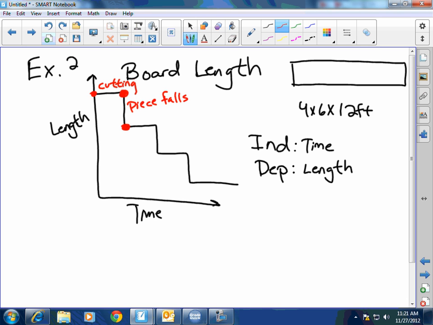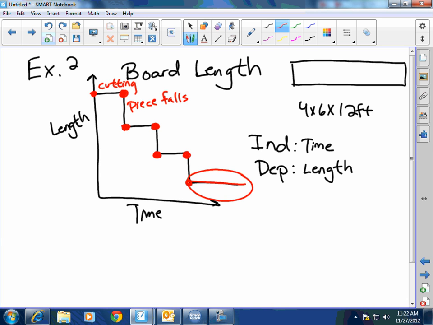Excellent. And then that's going to happen continuously. From here to here, I'm cutting. From here to here, a piece falls. From here to here, I'm cutting. From here to here, a piece falls. And then now, it just stays the same. So what happens in this last section? Thank you. You stop cutting. You're done. So that piece is going to stay the same length forever now, isn't it? Does that make sense, guys? Okay.